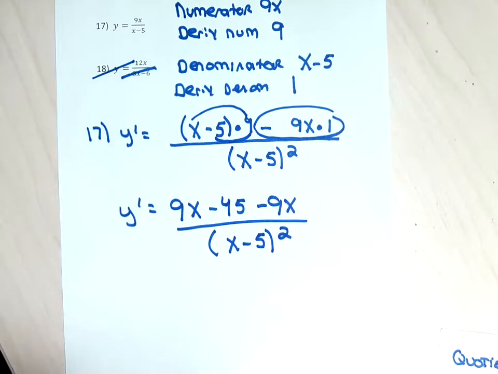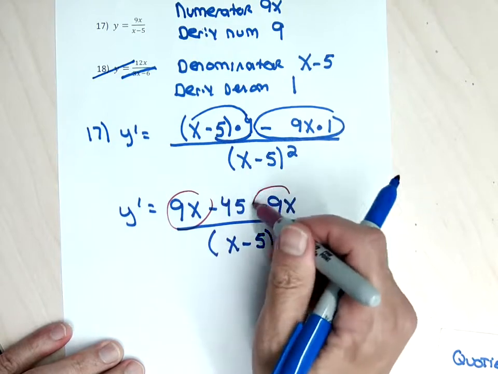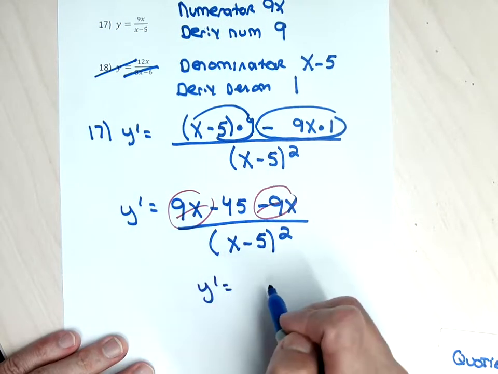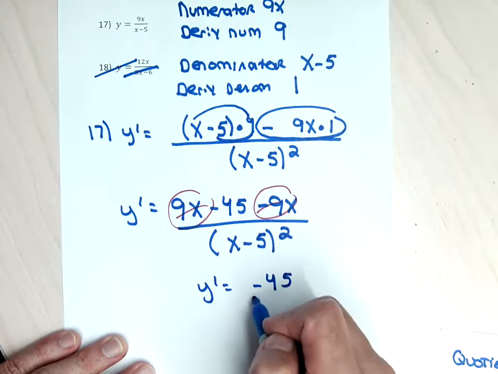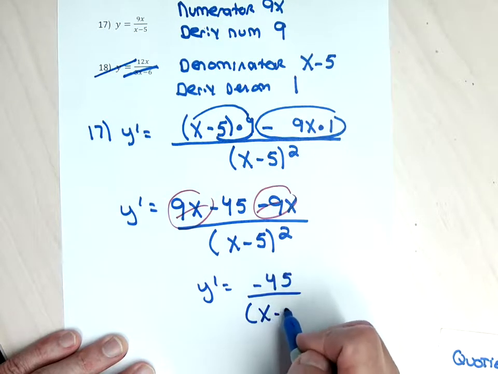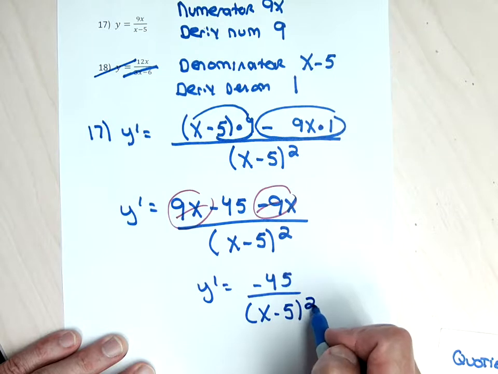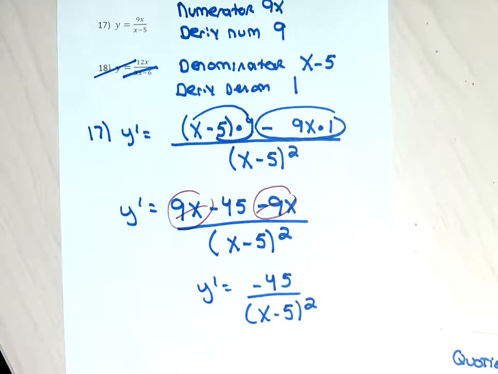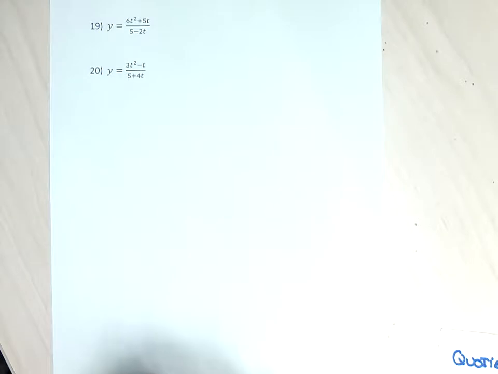And I'm going to combine like terms in the numerator. These 9x's are going to cancel, and that's just going to give me minus 45 over x minus 5 squared for my answer. This won't simplify, and x minus 5 can only cancel with another factor of x minus 5 in the numerator. All right, so let's move on to 19 and 20. I'll do 20. You can give 19 a try.